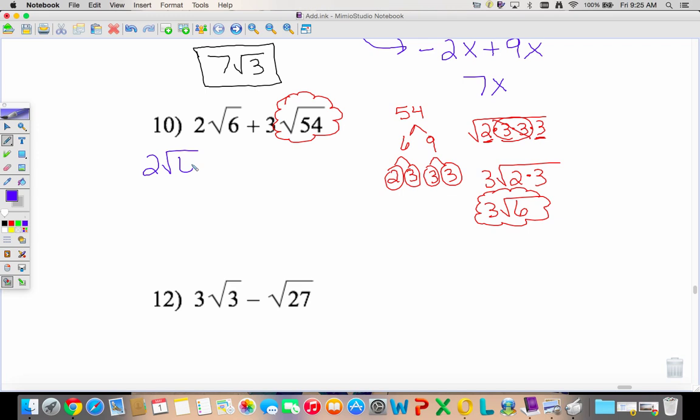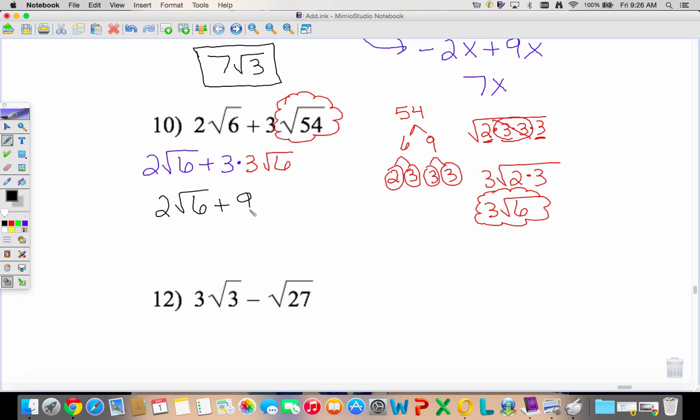So what we're going to do now is we're going to rewrite this. We have 2 square roots of 6 plus 3 times, okay, square root of 54 reduces down to 3 square roots of 6. And if you need to write in two different colors today to help you with this, you're more than welcome to. So if you want to use like a pen and a pencil or two different colored pencils, whatever the case is, if that helps you out, then go ahead and do it.